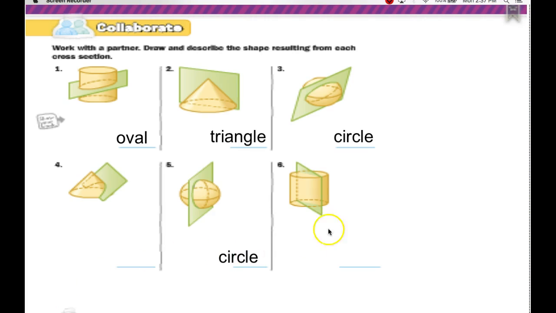So let's skip ahead then to number 6. Again, you kind of have to use your imagination. Remember, this is a cylinder. If I horizontally cross-section a cylinder, I get a circle. If I cross-section it on an angle like I did up here, I'm going to get an oval. Well, what happens if I cross-section it vertically, completely vertically?